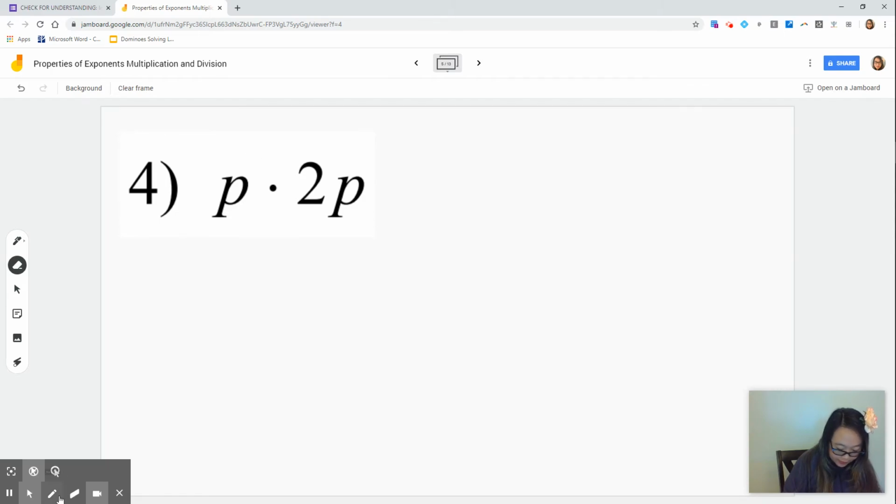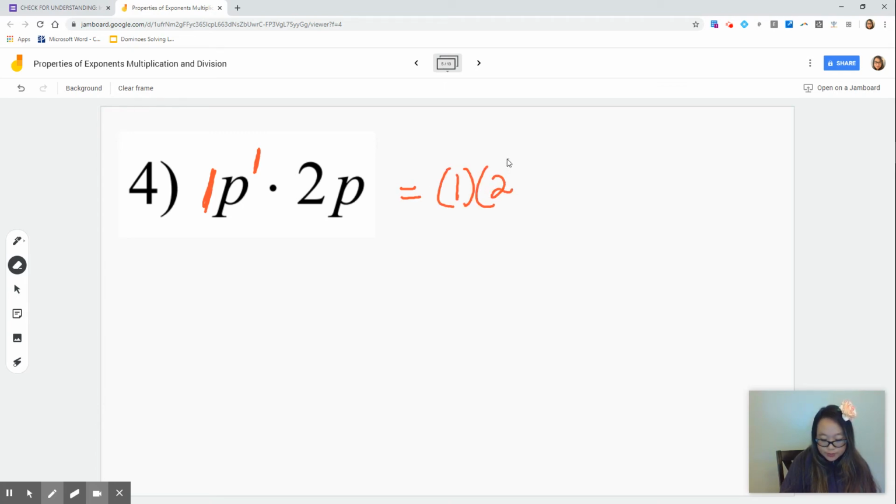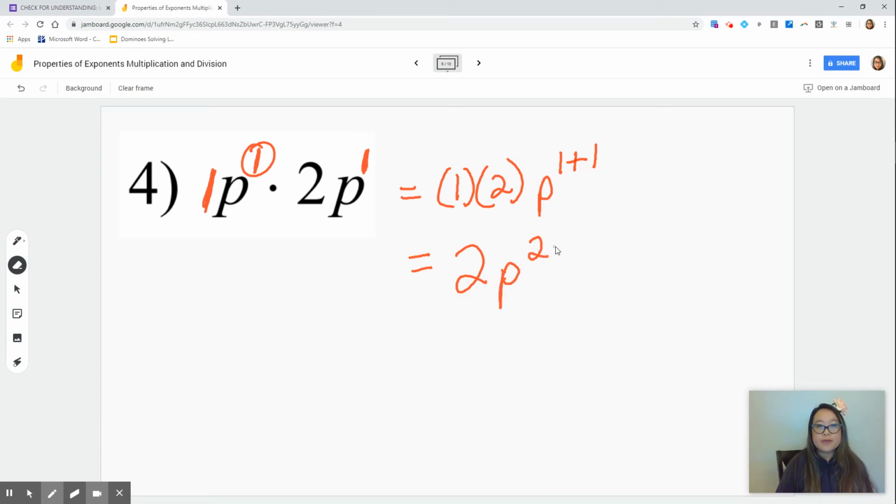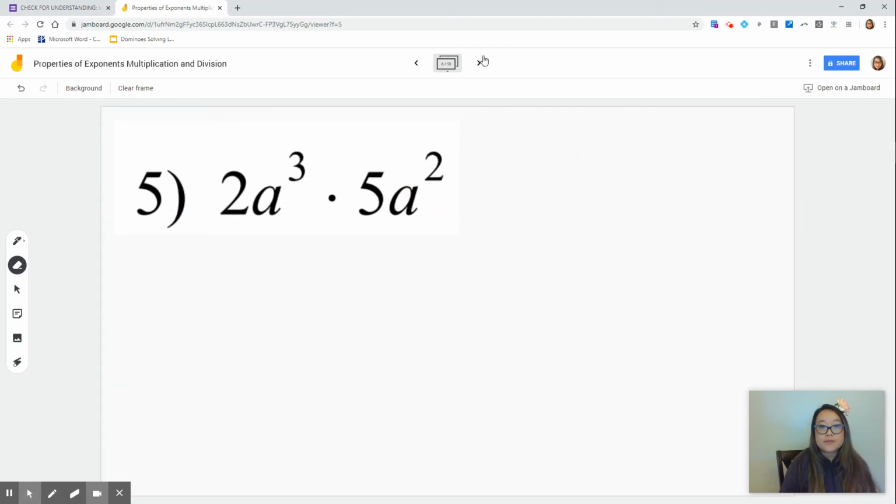Okay, got to put that invisible 1 right away. This looks a little confusing because you have the coefficient for p in the front here, but don't forget, there's also a 1 in the front. So this one I'm going to write out as 1 times 2, and then p to the 1st power times, ooh, we got another 1, and I didn't write it right away. And then clean it up. So 1 times 2 is 2, and p to the second. That might be a little bit more difficult just because the notation is more difficult. Okay, next problem.